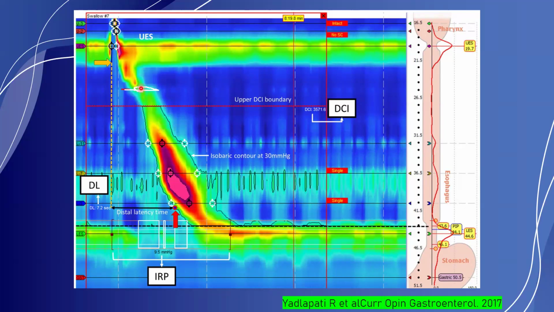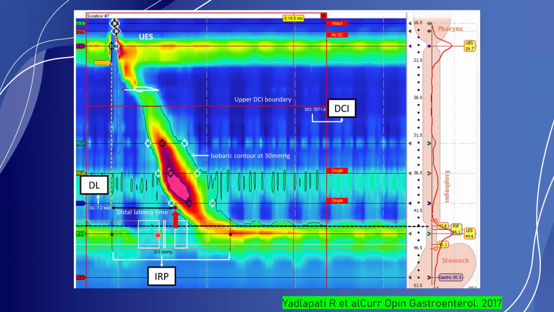This is the pressure above 30 mmHg. And also we have a distal latency time over here. Distal latency time is the interval from the upper esophageal sphincter relaxation until the contractile deceleration point. So any distal latency time more than 4.5 is considered normal. If it is less than 4.5, that will be a premature or spastic contraction. Then we can again see one more high pressure zone, which is the lower esophageal sphincter. Lower esophageal sphincter relaxation is assessed by the integral relaxation pressure.